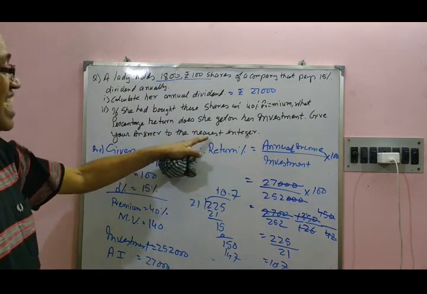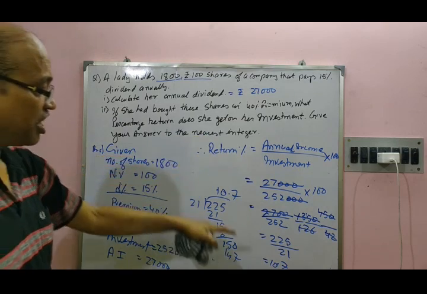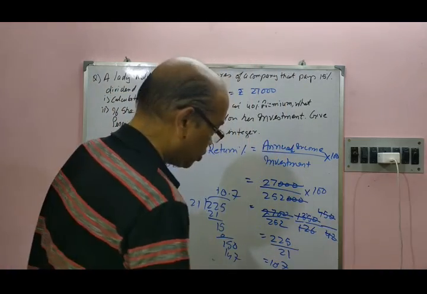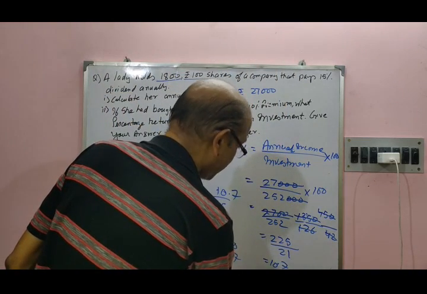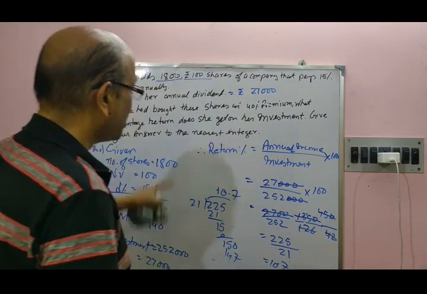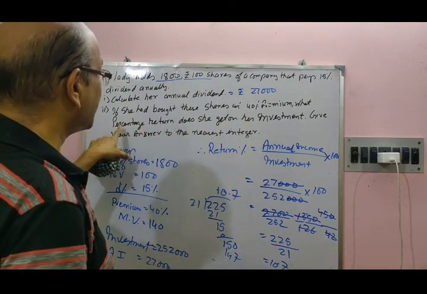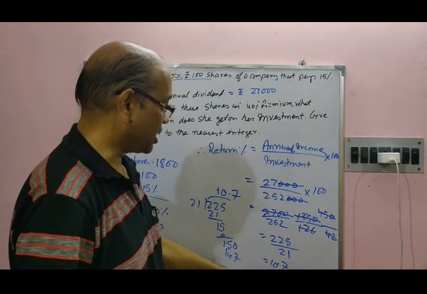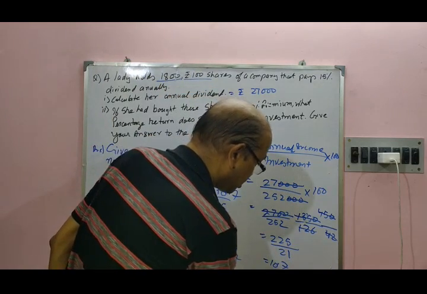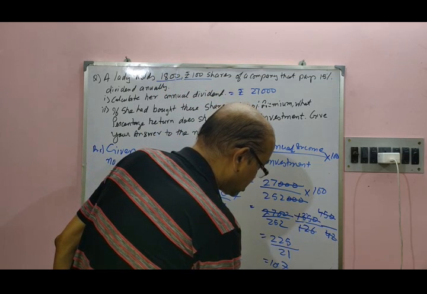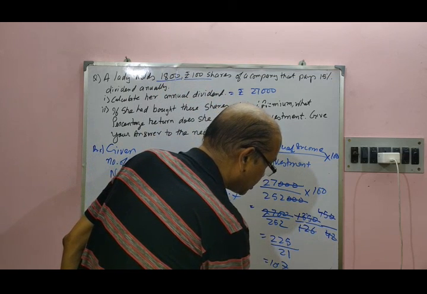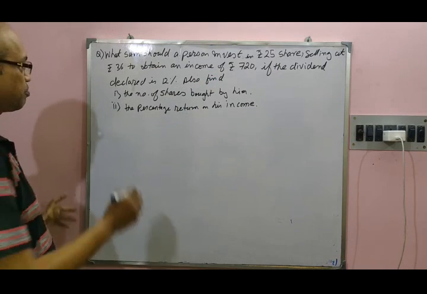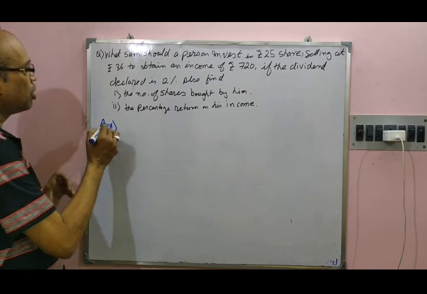Now they said your answer to the nearest integer. So the nearest integer to 10.7 is 11%. So your return percentage is 11% to the nearest integer. Next question.